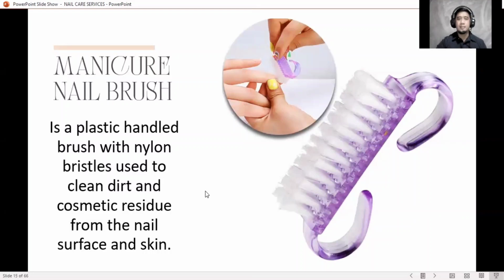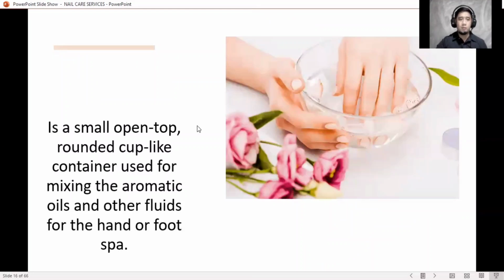Next, how about this one? It is a small open top rounded cup-like container. So we're talking about a container. It is used for mixing the aromatic oils and other fluids for the hand or foot spa.